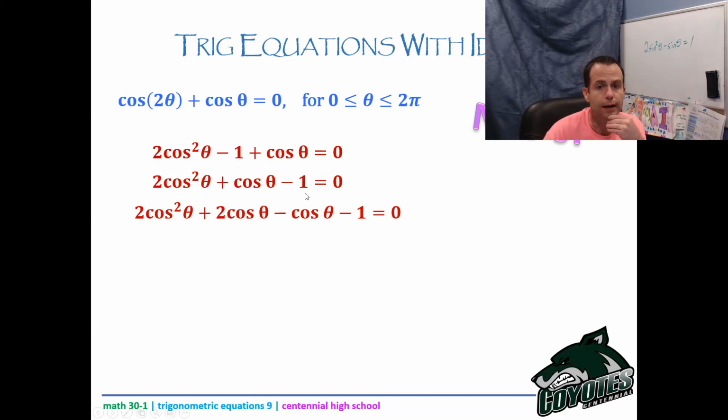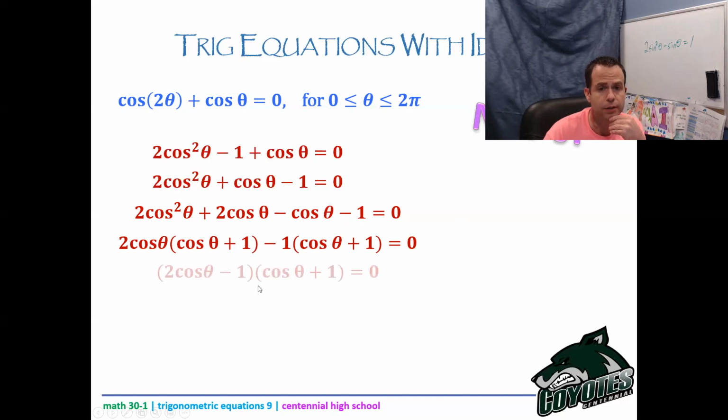So I have broken my middle guy down into 2 cos theta minus cos theta. Factor the front 2, I can take out a 2 cos theta. Factor the back 2, I can take out a -1. So then I have cos theta plus 1 as a common factor. So in factored form, I end up with 2 cos theta minus 1 times cos theta plus 1.